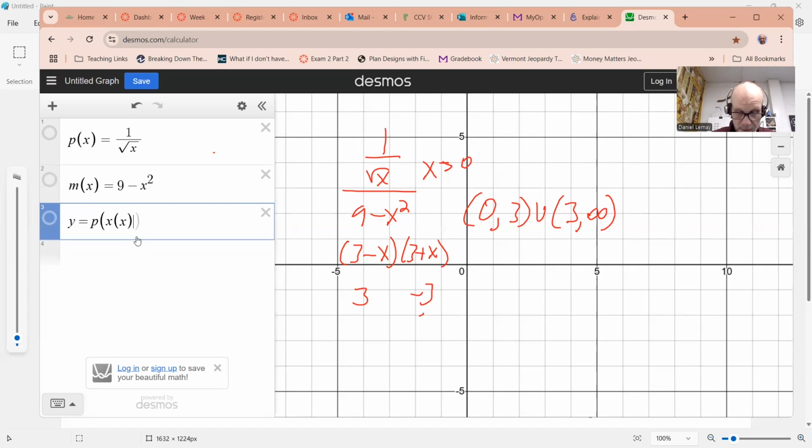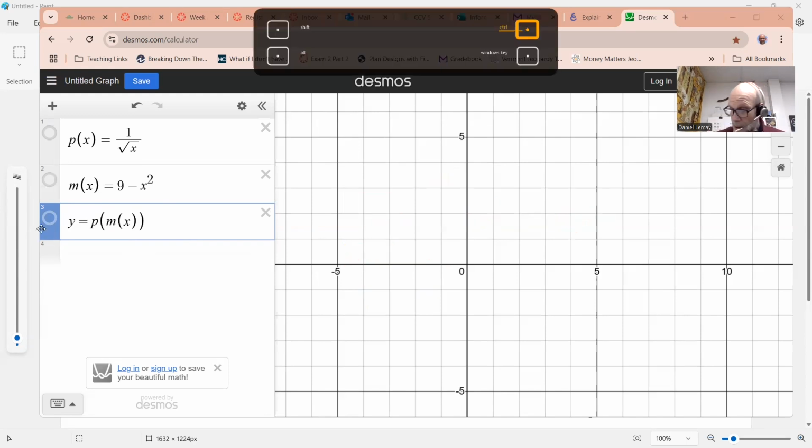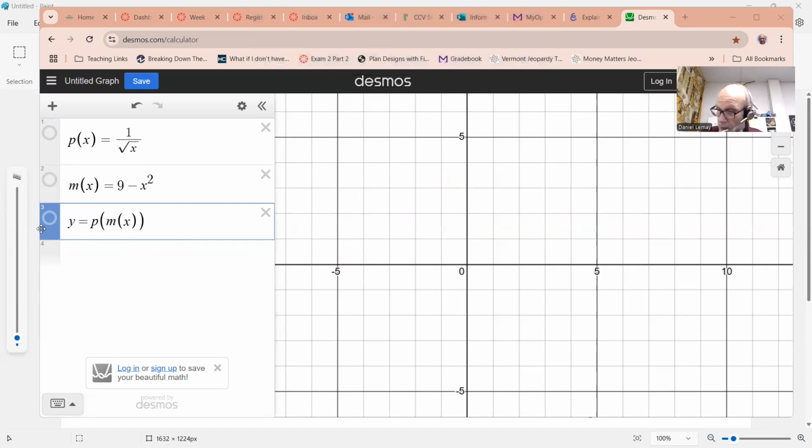I don't know, it's probably in a different order. P of M of x. Here we go. Let's figure out what's happening here. So we're nesting. I think this is the one that's a little wonky, right? It's nesting away. And where is my board pen? Did it fall on the floor? Did I keep it in a pocket? Here it is.